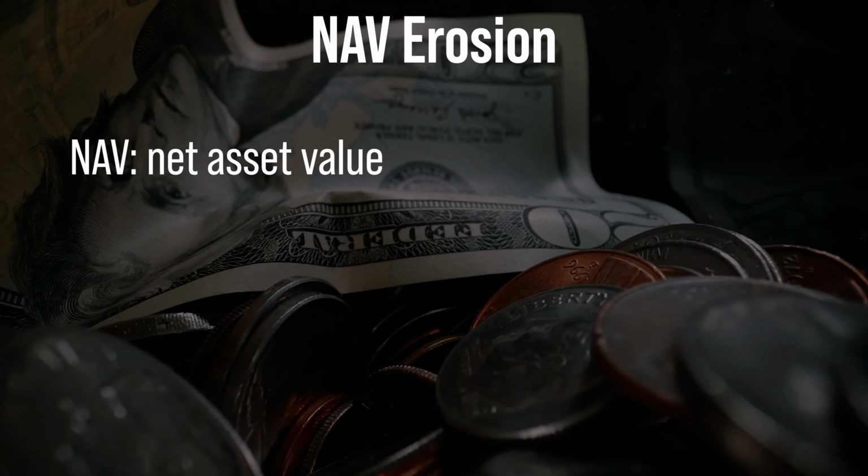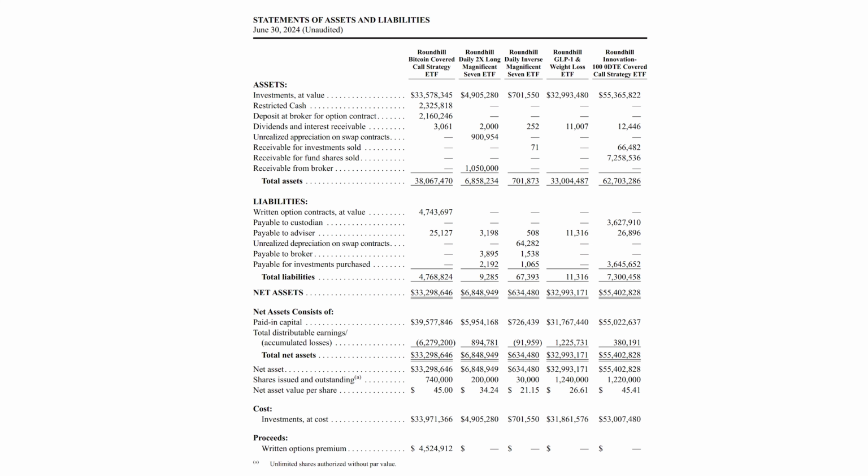Another issue to contend with JEPQ and QDTE is the NAV or principal erosion. Net asset value, or NAV, is the value of all assets that a given fund holds minus any liabilities or debt it owes. Once we net everything out and divide NAV by the total number of shares of a fund, we get NAV per share. It is approximated by the fund's stock price, more or less. So NAV erosion is just a fancy way of saying that the market price of a fund declines.